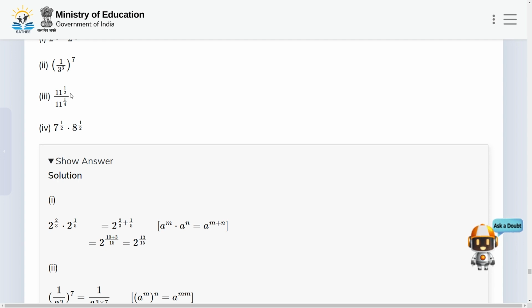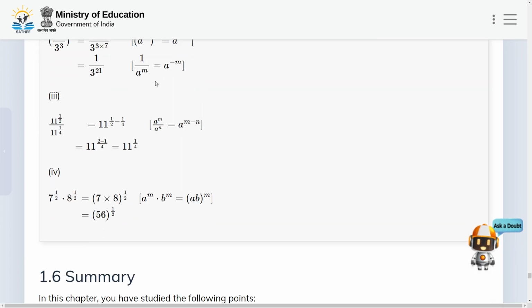So in the next one, here we have 11 to the power 1 by 2 divided by 11 to the power 1 by 4. We know this formula, a to the power m divided by a to the power n is equal to a to the power m minus n. So if we use this formula, we get 11 to the power 1 by 2 minus 1 by 4. And this is equal to 11 to the power 2 minus 1 by 4, and this is equal to 11 to the power 1 by 4. Okay, so 11 to the power 1 by 2 divided by 11 to the power 1 by 4 is equal to 11 to the power 1 by 4. Okay, and now let us move to the next one.